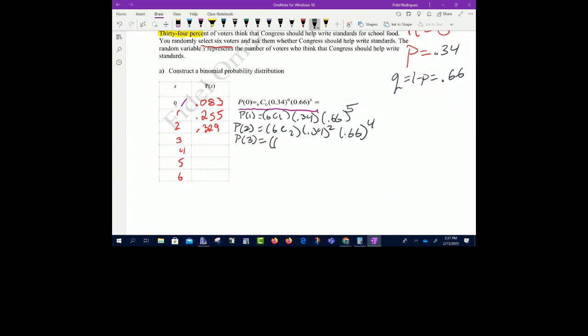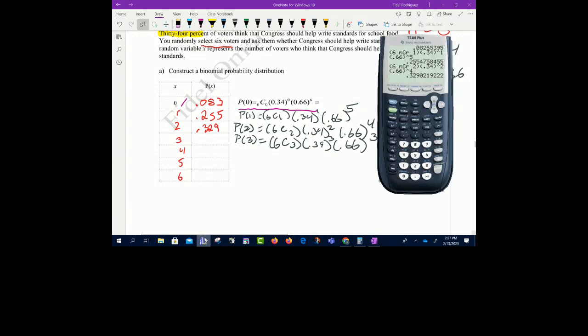Probability of 3 people wanting this to happen. 6 choose 3. 0.34 to the third. 0.66 also to the third. Let's go enter. Let's come back here. Change this one to a 3. And this one to a 3. And one more time to a 3. And y'all, I'm coming up with 0.226.